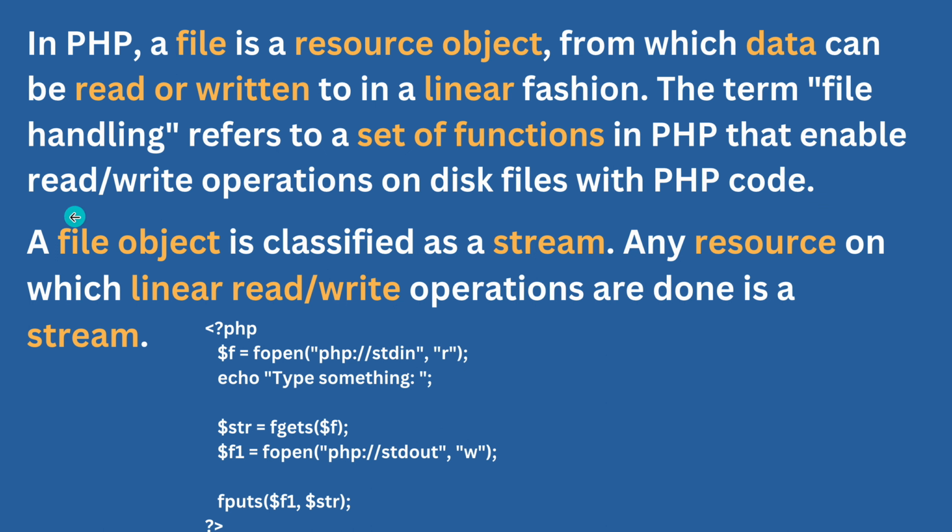So a file object, any file you see in your computer, is classified as a stream. Why a stream? Because you read the content of the file one by one. Any resource on which linear read-write operations are done is a stream. So in your file, is that read-write operation linear or non-linear? That is linear. Linear means, let me show you through my online blackboard.